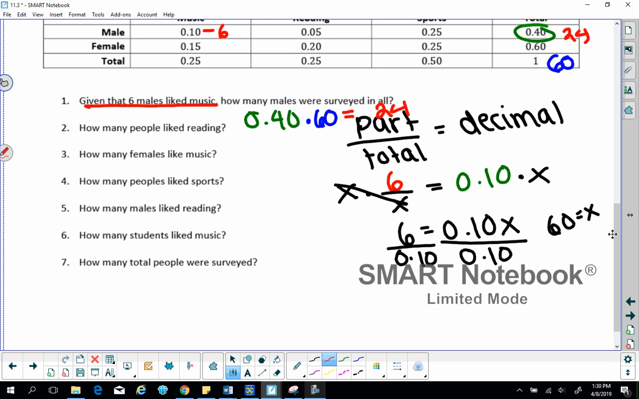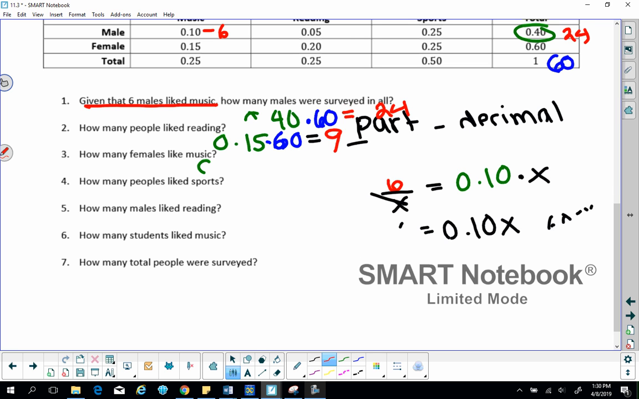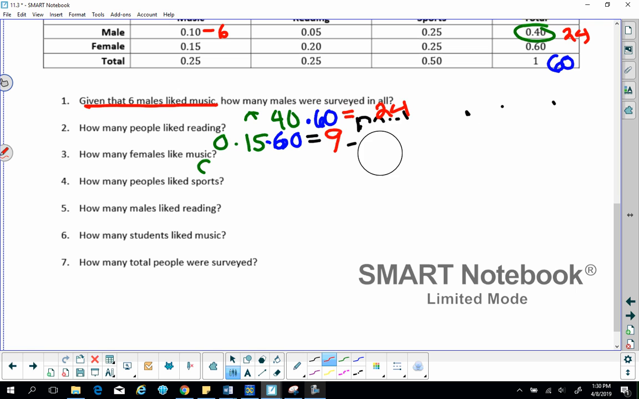Who can tell me what I write down for the second one? Gabrielle, go there. Gabrielle's going to go first. 0.15 times what? What do you get? 0.15 times 60, what do you end up getting? I got 9. Did everyone get that? Yes. Beautiful. All right, keep going. You're just multiplying all the decimals now times your total, which is 60.